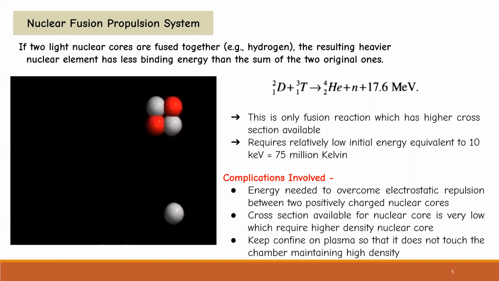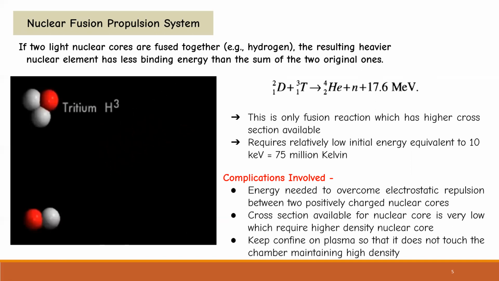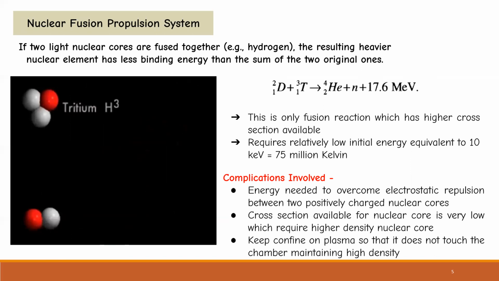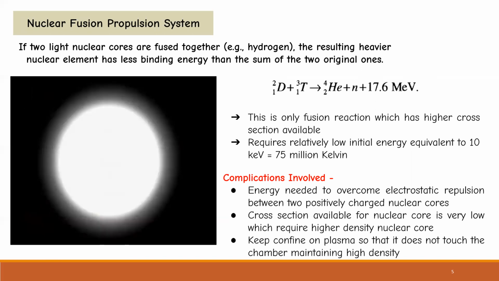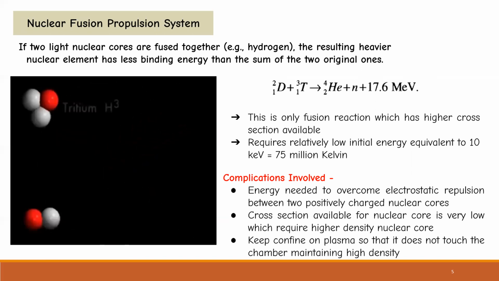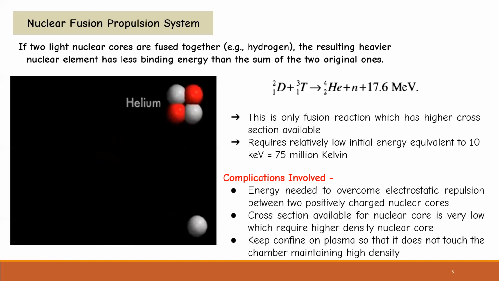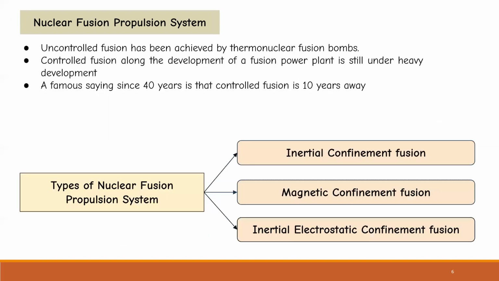The challenges of nuclear fusion propulsion systems are: first, energy needed to overcome electrostatic repulsion between two positively charged nuclei; another one is that the cross section available for nuclei is very low, which requires higher density of nuclei; and the third is keeping the plasma confined so that it does not touch the chamber, while maintaining high density. Now the types of fusion propulsion systems will be explained by my friend Vishal. Over to you, Vishal.